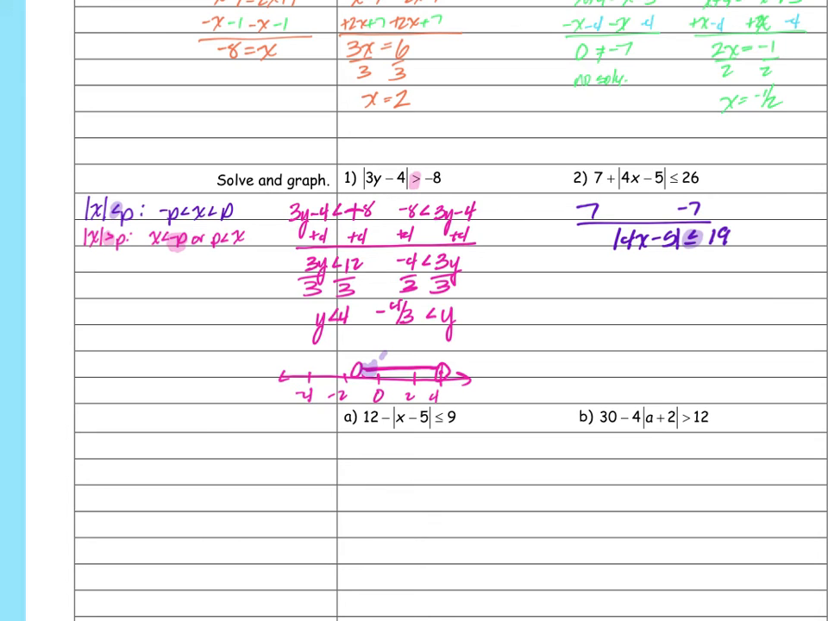So I'm going to follow this rule right here because it's less than. I didn't change the direction of my sign or anything. So it should be negative p, which is negative 19, negative 19 is less than or equal to 4x minus 5, which is less than or equal to positive p, which is 19. Okay? Like so.